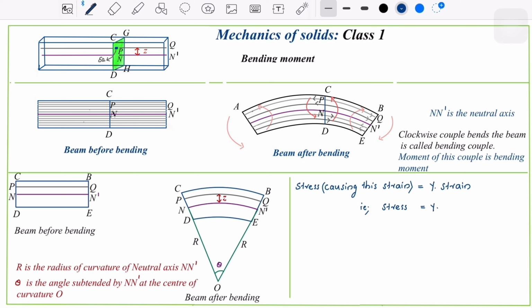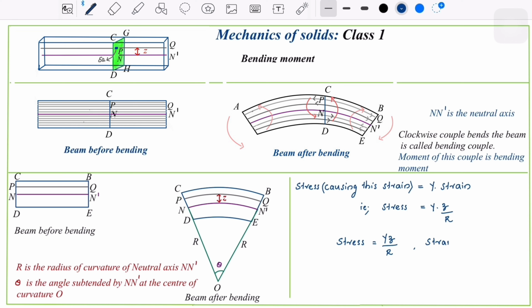Stress is equal to Y into strain. What is strain? Strain is equal to Z by R. Therefore, stress is equal to YZ divided by R.